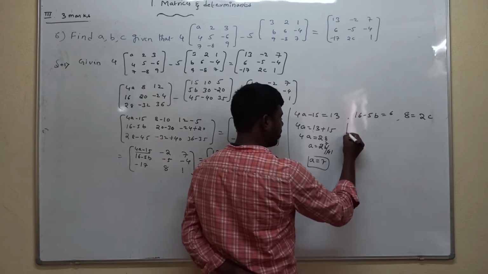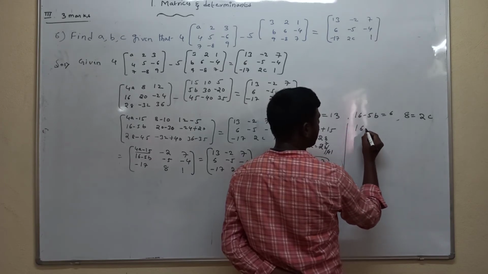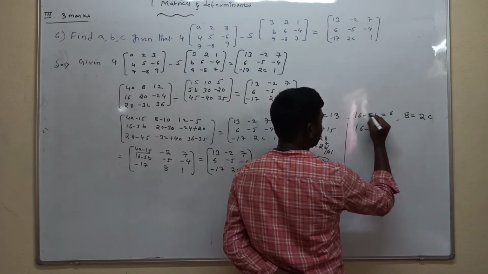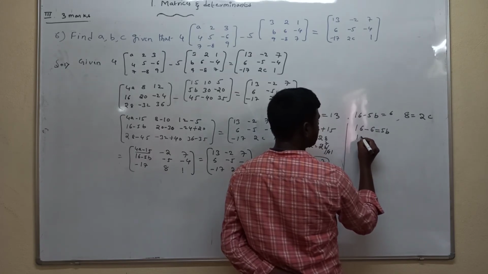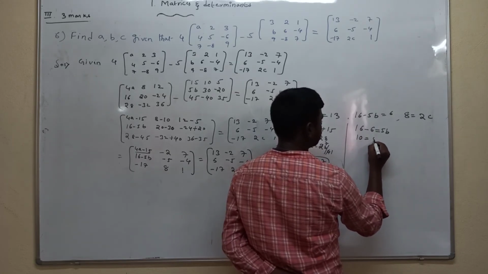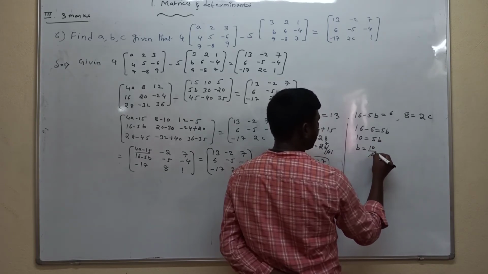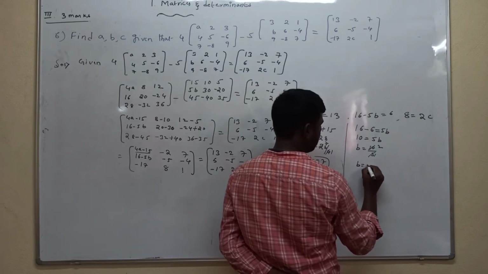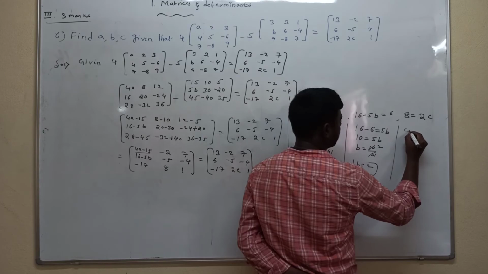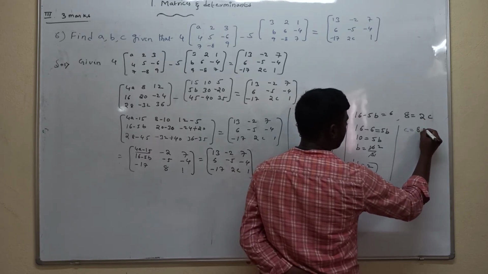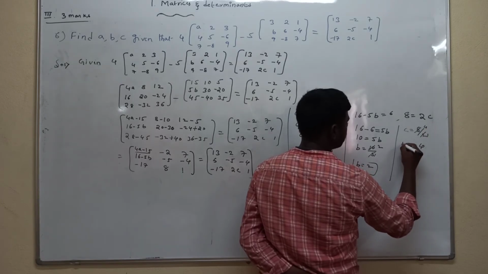So like that we can find the b value. 16 minus 5b is equal to 6. We take 16 to the other side, minus 6, and 5b to this side. 16 minus 6 is 10, equal to 5b. b is equal to 10 by 5, which is 2. So the b value is 2. Next, 2c is equal to 8, so c is equal to 8 by 2. 2 times 4 is 8. C is equal to 4.